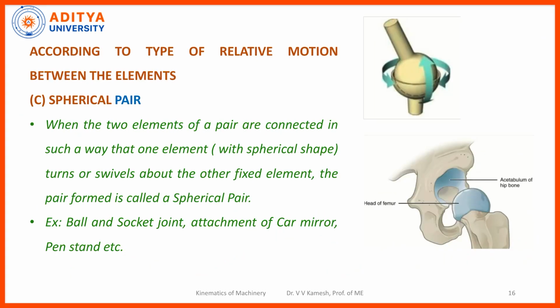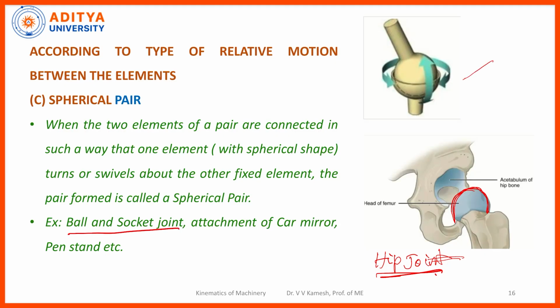Third one is spherical pair. When the two elements of a pair are connected in such a way that one element, that is especially of spherical shape, turns or swivels about the other fixed element, the pair formed is called a spherical pair. Already we are having so many live examples. One is our human body. This is the hip joint, everybody knows it. We are having a spherical pair, right. So this is in a spherical shape, and it is a ball and socket joint.